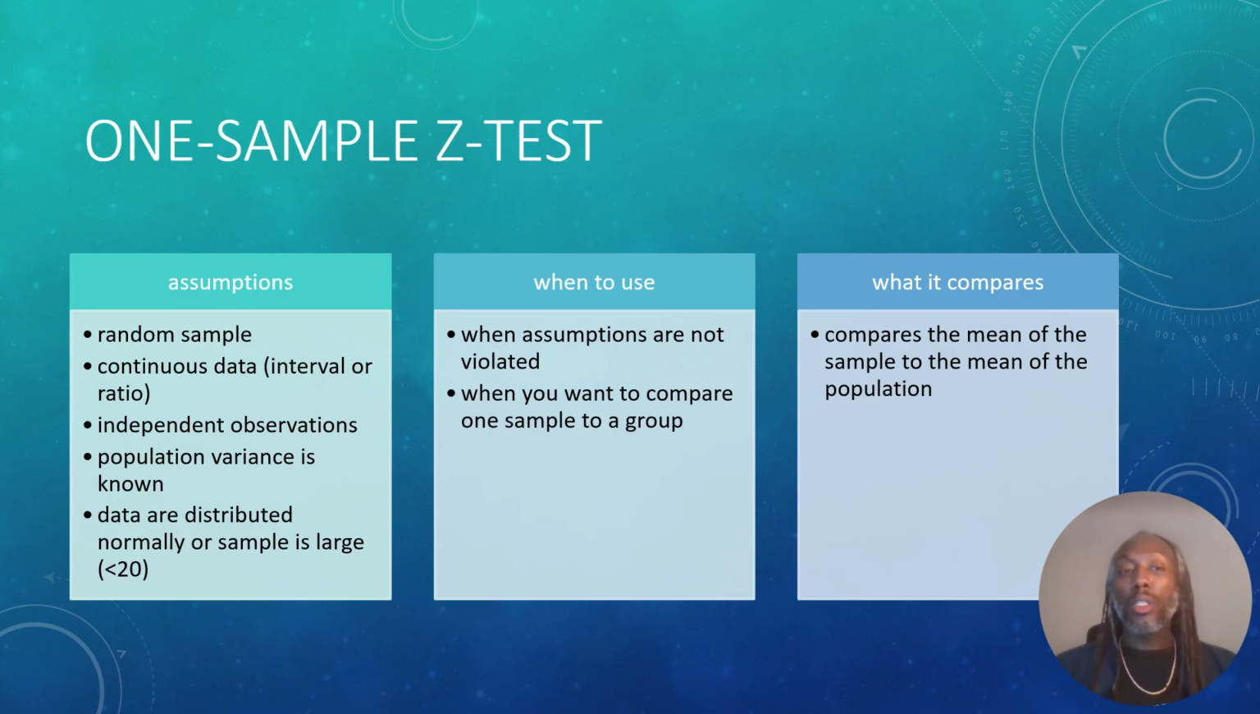So if we're going to conduct a one sample z-test, when do we conduct that test? Well, we want to use it, of course, if the assumptions are not violated. So those assumptions need to be met. And we want to make sure that we're trying to compare one sample to a population. The test actually compares the mean of the sample to the mean of the population. And it does so with the formula I'll show you next.